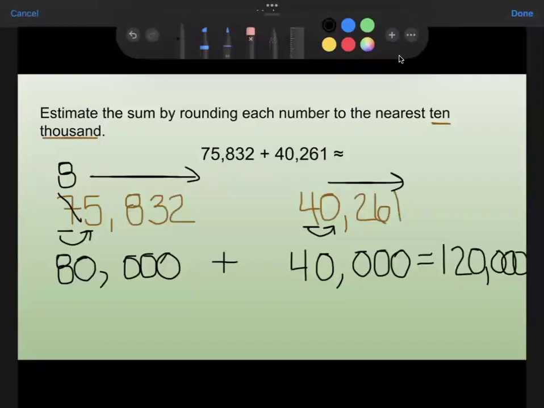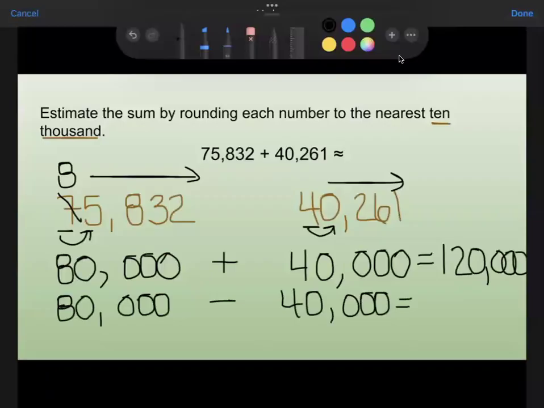Now, if I had to find the difference of these two numbers, I would take the same rounded amounts that I had, 80,000 here, but I would be subtracting them instead. And that's if I was being asked to find the difference. So 80,000 minus 40,000 leaves us with another 40,000. So that would be the estimate of the difference of those two numbers.